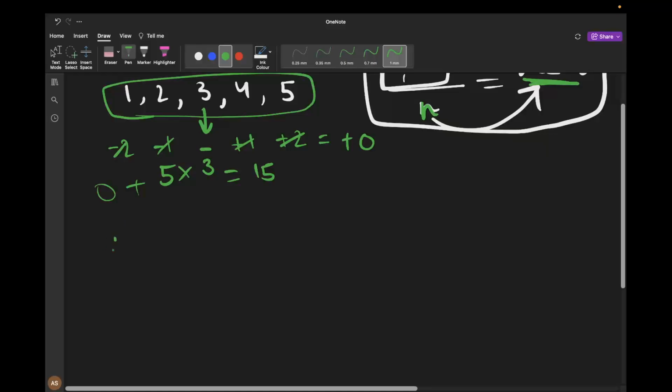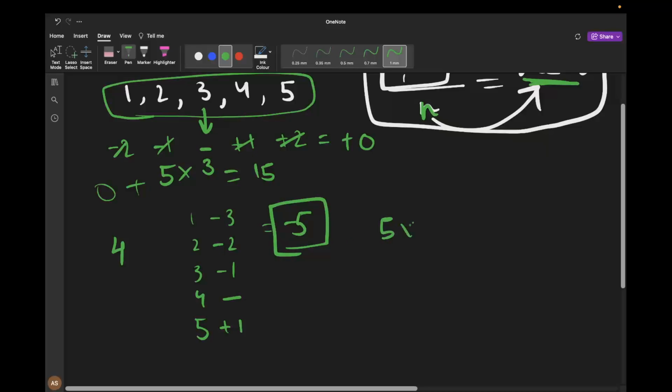This time we are going to take 4. Now what happens is 1 is 3 less, 2 is 2 less, 3 is 1 less, 5 is 1 more, and this is 0. So when we add up, it gives us minus 5. So we are going to add minus 5 to what? 5 numbers with the assumed mean 4, minus 5. 20 minus 5 gives us 15. Again, we got the correct answer.